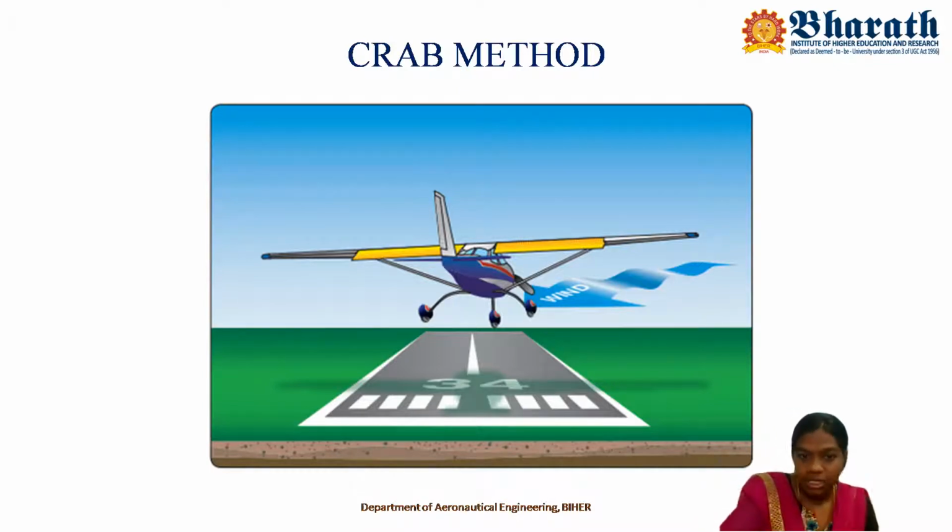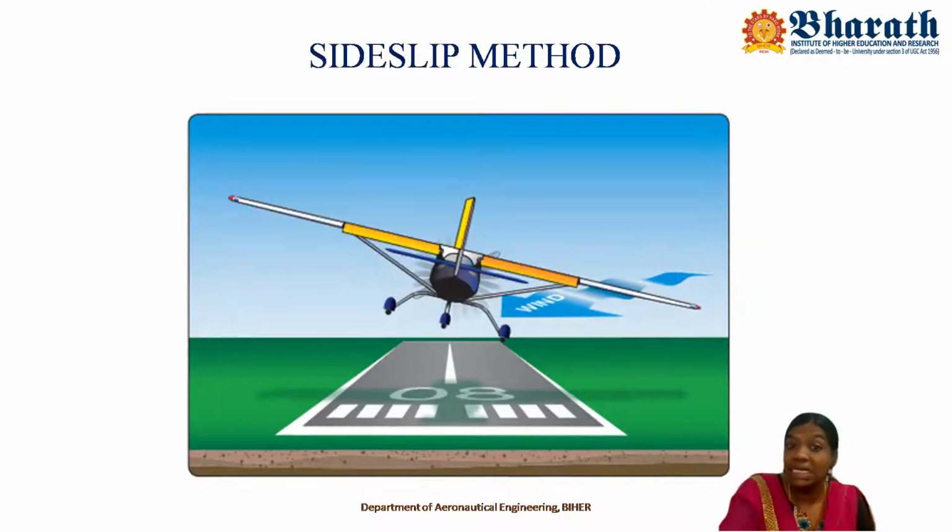Yes. The next method is nothing but the side slip method. You see, can you look into the figure? The aircraft is not moving in the direction of the wind. So the wind is flowing from the right, but the aircraft is not pointed towards the wind direction. And also the wings are not level. It is rolling towards the wind.